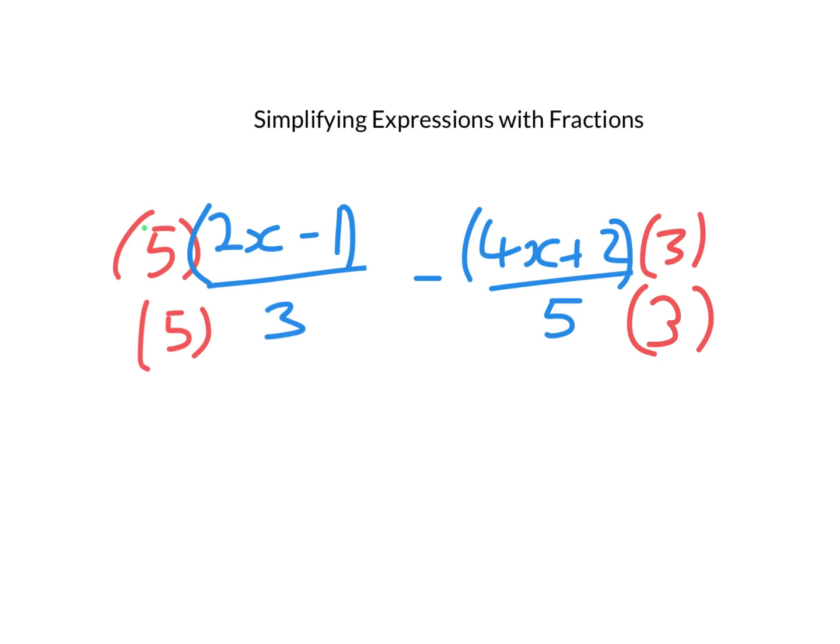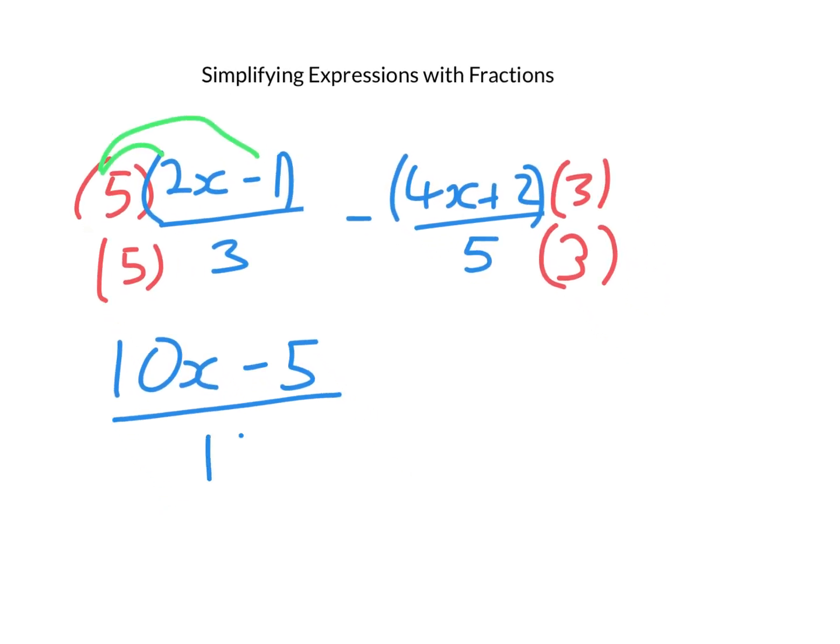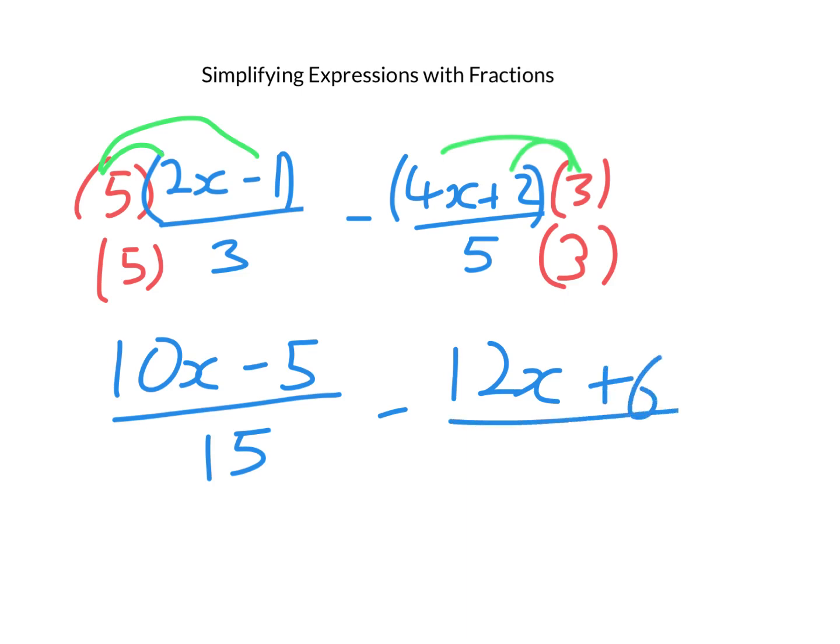Our 5 has to be multiplied by the first term and the second term, so let's do that. We're going to multiply 5 by 2x, that gives us 10x. 5 by minus 1 gives us minus 5. The bottom of that fraction is 5 by 3, so 15. On the other side, we have to multiply 3 by 4x and 3 by 2. So 3 by 4x is going to give us 12x. We're multiplying the 3 by the 4, 12, and keeping the x. And 3 by 2, as always, gives us 6. And the bottom we have 5 by 3, that's 15.